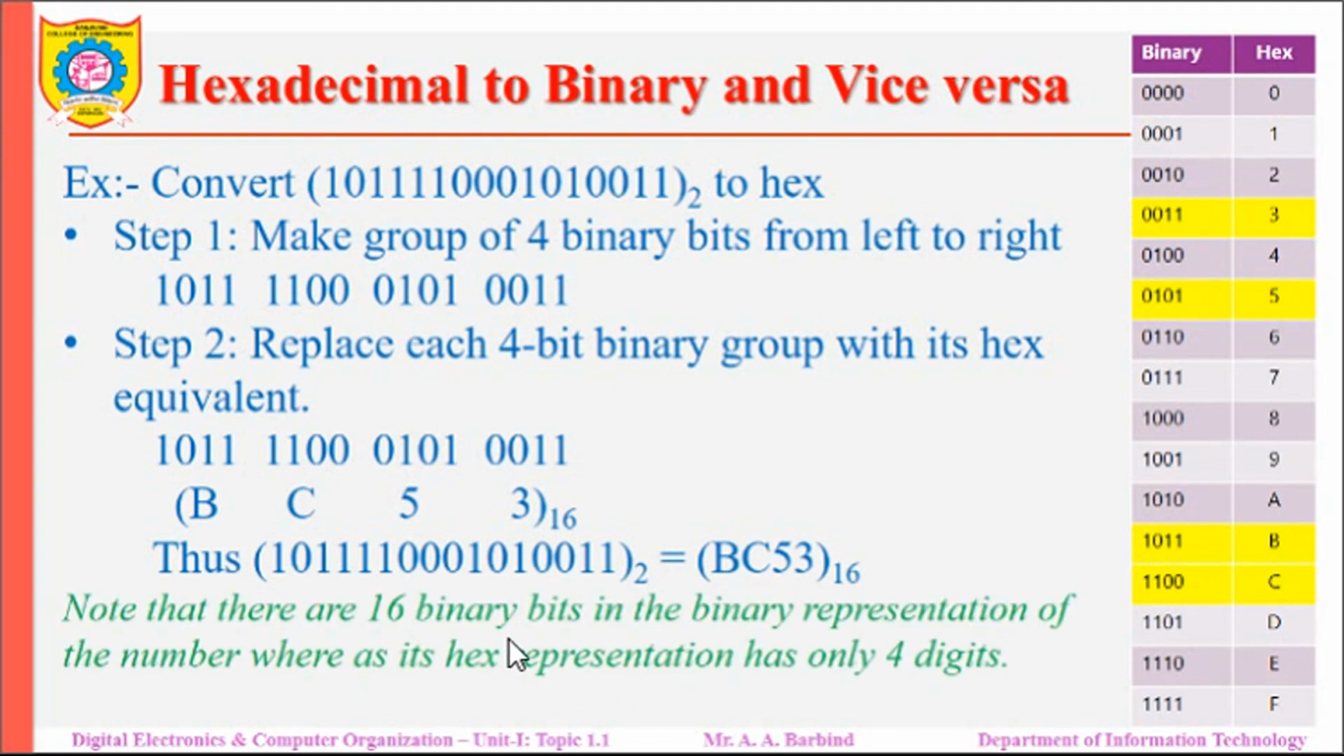You can note that there are 16 bits in the binary representation of that particular number, but when the same number is represented in hexadecimal, its representation is compact and it needs only 4 digits. So this is the advantage of the hexadecimal number system, that the representation of the number is very compact and the conversion from binary to hexadecimal is very quick.